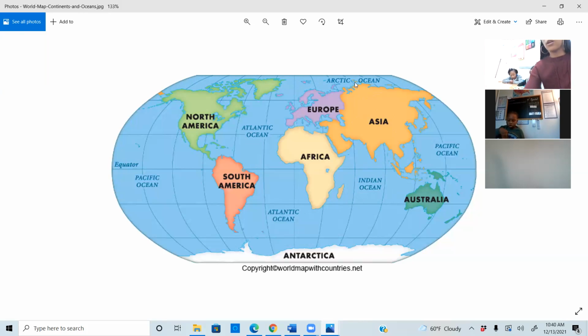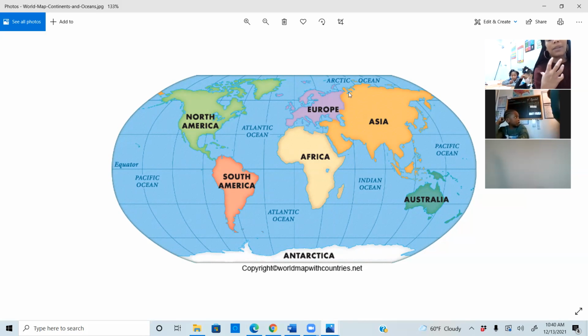So again, we have 4 large oceans. We have the Pacific Ocean, Atlantic Ocean, the Indian Ocean, and the Arctic Ocean. So these are the 4 major bodies of water. Now we have other little rivers and lakes and stuff like that. But when I talk about oceans, we have 4 major oceans. Oceans are large bodies of water.